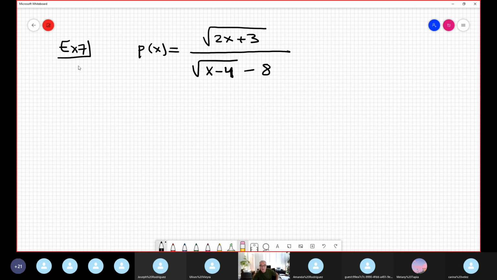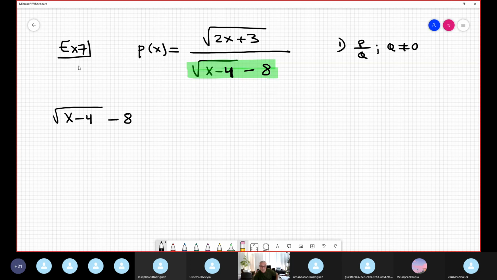I can see in this problem three restrictions. Number one restriction, the fraction. Who is Q in our problem? Well, Q is the denominator expression, this entire expression. So I take that: square root of x minus 4, minus 8, outside the radical. This is my first restriction.